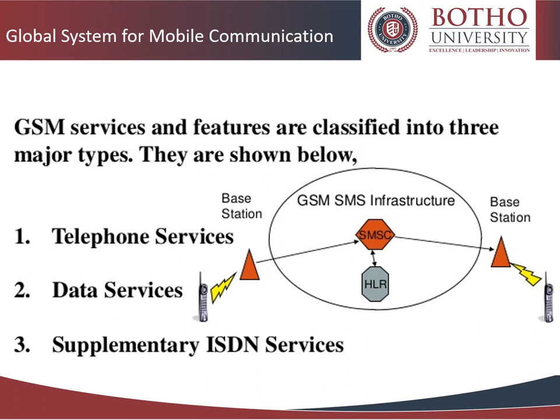To understand the GSM architecture, it is important for us to know the functional units that are present in a GSM network. So a GSM network comprises many functional units, and the GSM network can be broadly divided into the mobile station, MS, the base station subsystem, BSS, the network switching subsystem, NSS, and the operation support subsystem, OSS. Now, let us see in detail the purpose of each of these functional units.